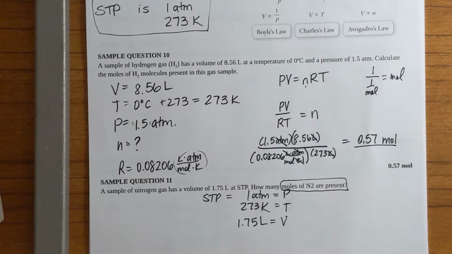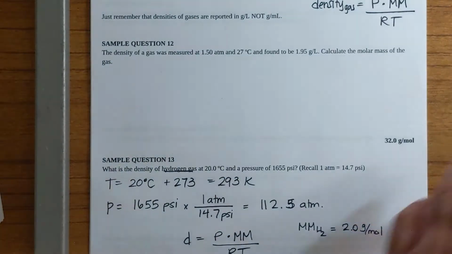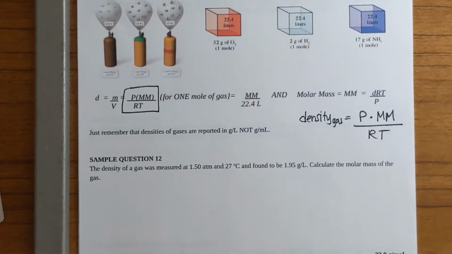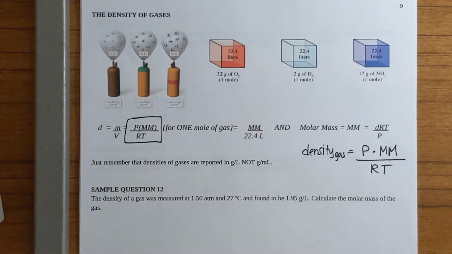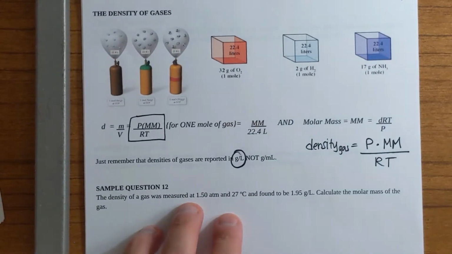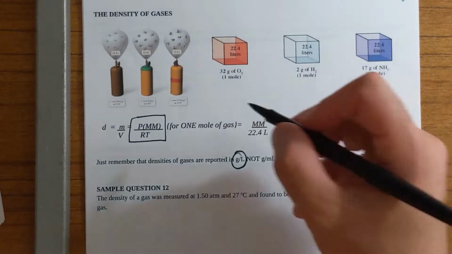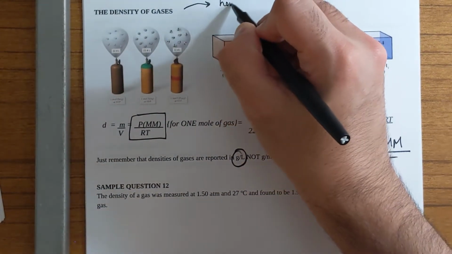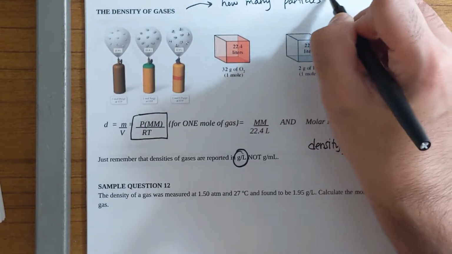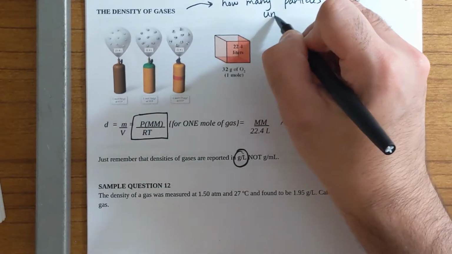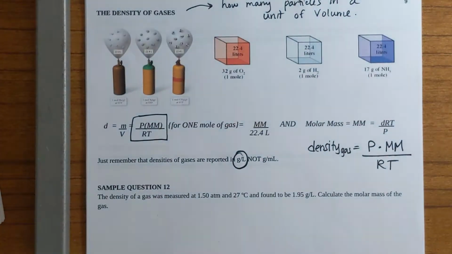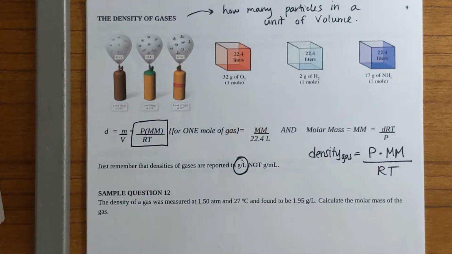Okay, so I'm going to jump now to page 9, where I rushed quickly, but I want to talk about the density of gases and plugging and chugging that. Density of a gas is typically reported in grams per liter. And if you remember, density is how many particles in a unit of volume. And our unit of volume is going to be the liter, okay?